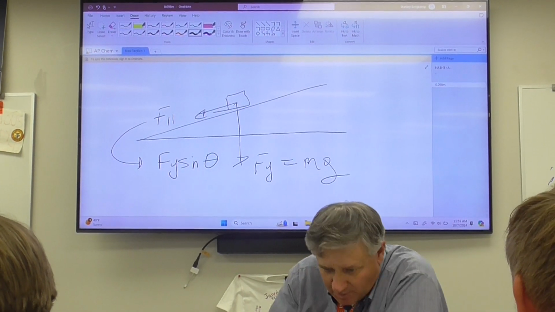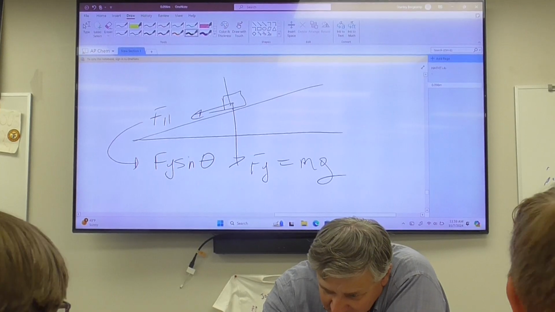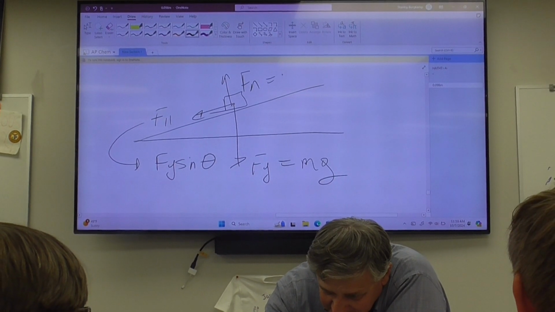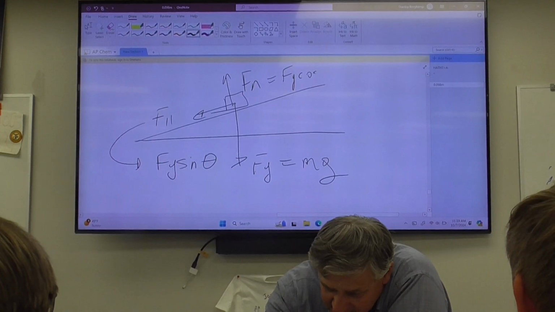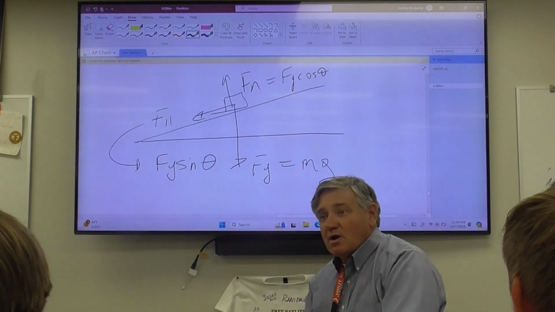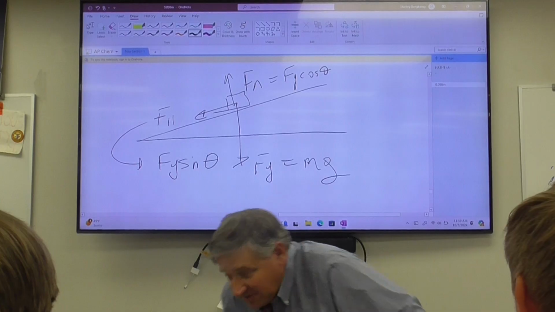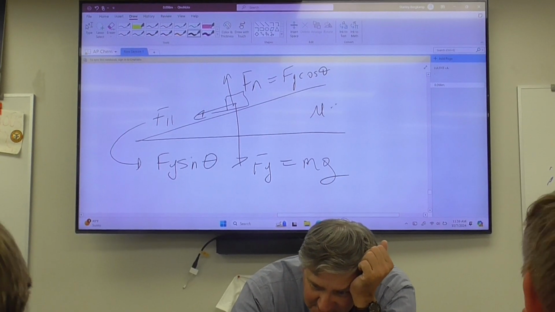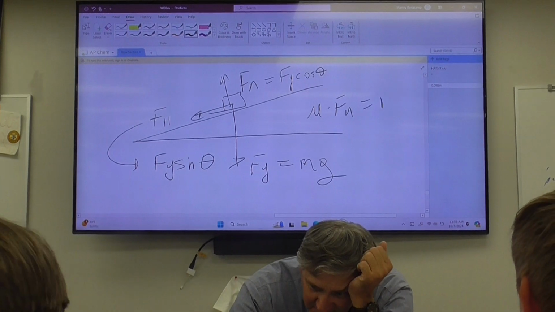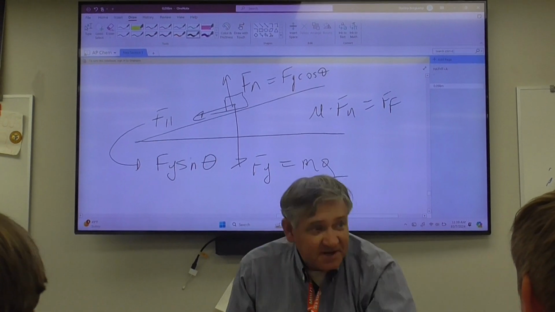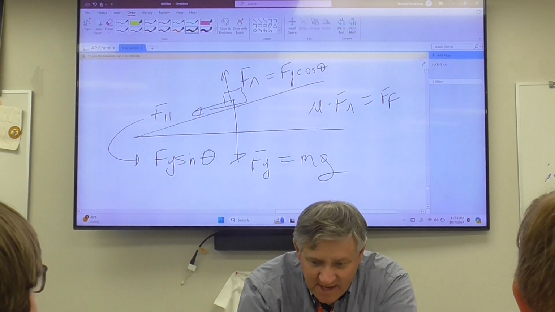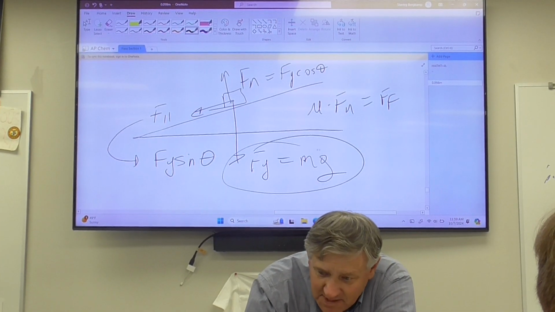Now, there's one more. Braden. Force normal. And how do you calculate that? Force gravity, cosine theta. Now, here's what you're going to do wrong. And you're going to have friction on an inclined plane. And you've got to take mu times force normal to get force friction. And you've got to use the normal component. You just can't use the mg.